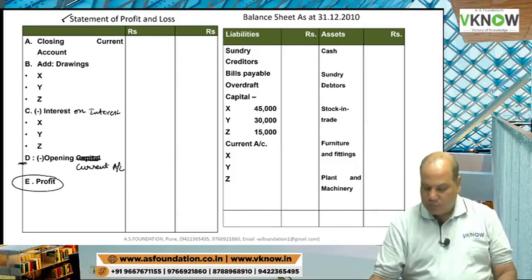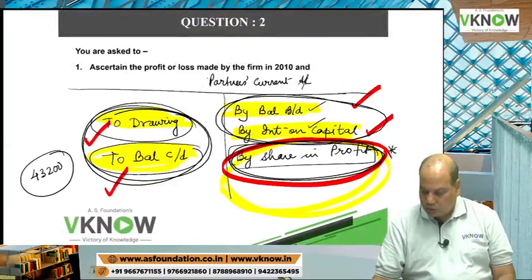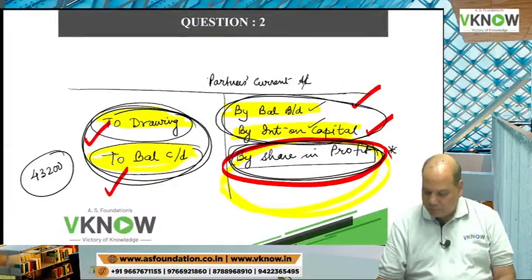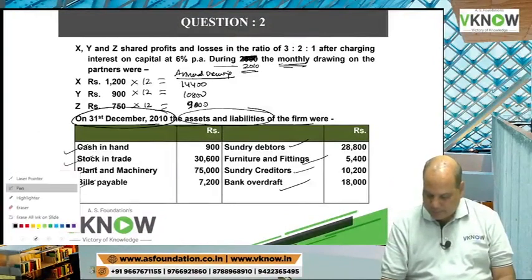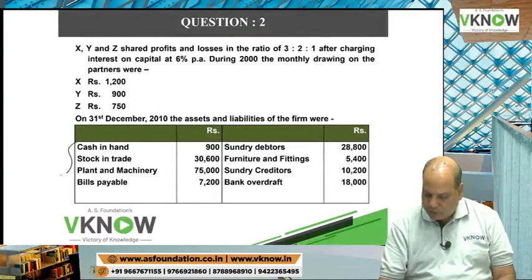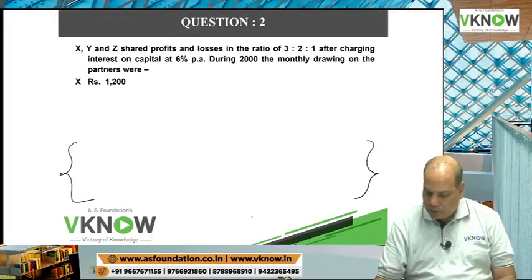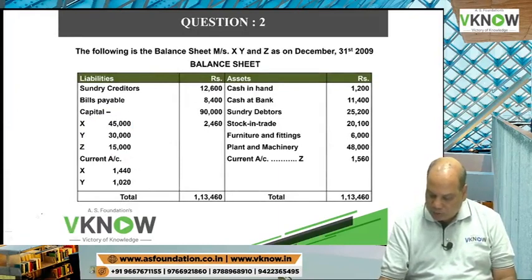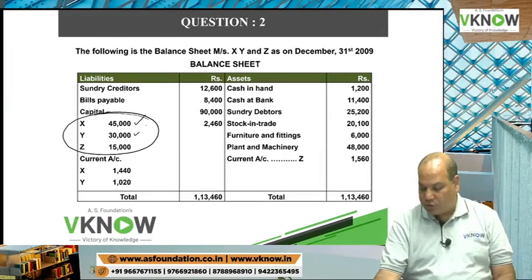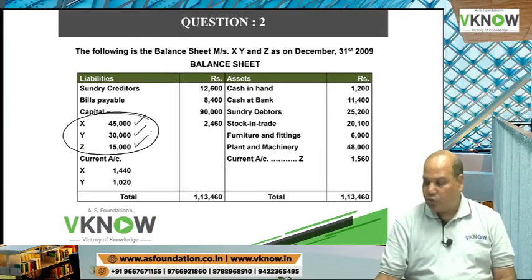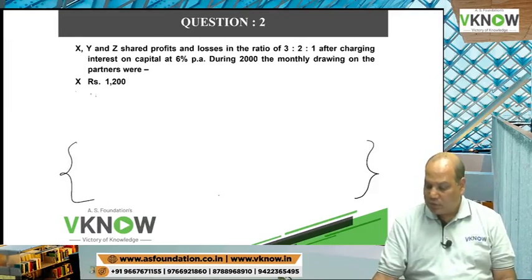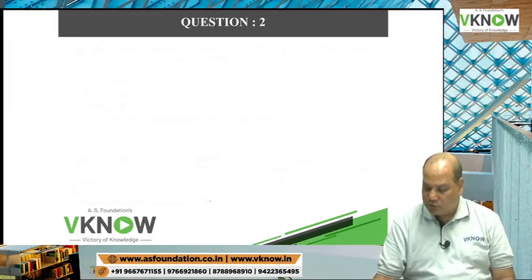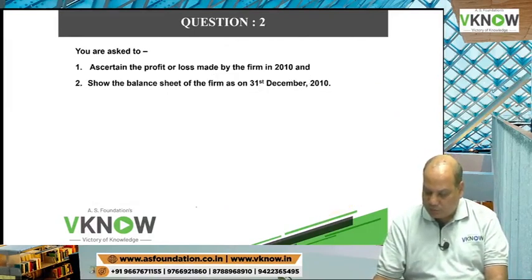In your question, in this last table, you are given these assets and liabilities figure, and plus in this table, capital account is given. Capital account has not changed. So I am going to copy the same capital in the closing balance sheet also.